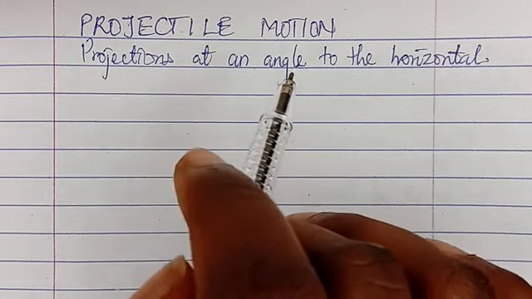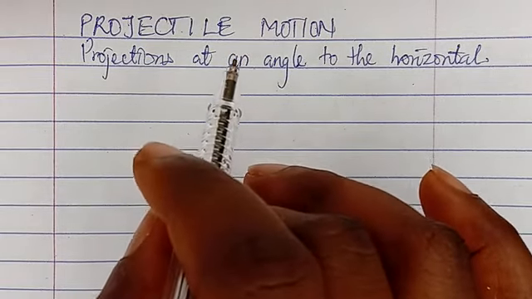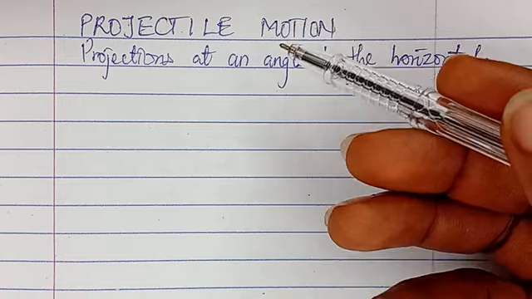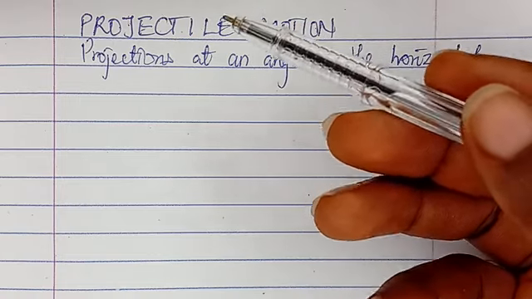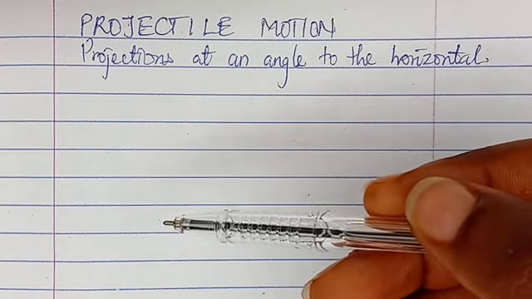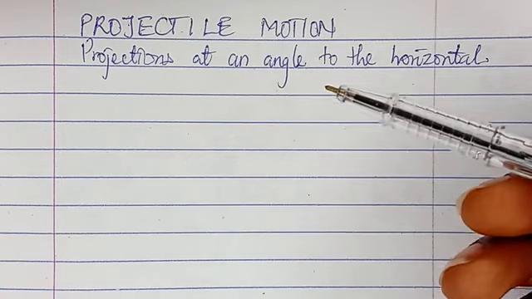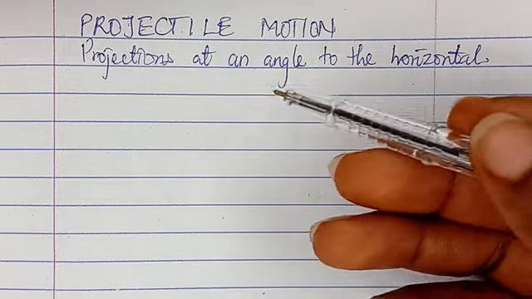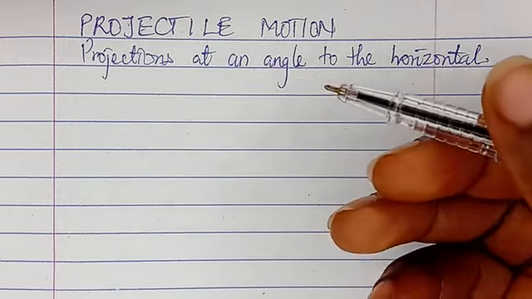Projectile motion. So we start by the definition. Projectile motion is the motion of an object that has been thrown into the air and allowed to fall freely under the influence of gravity. So you could use the words thrown, projected, launched, any of those words.